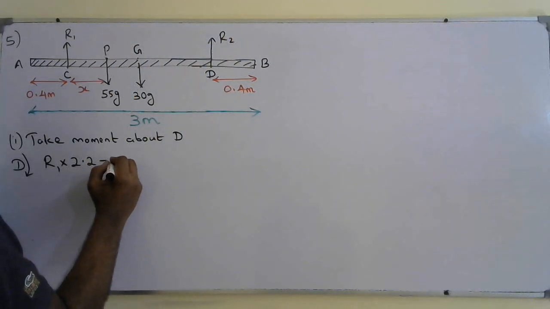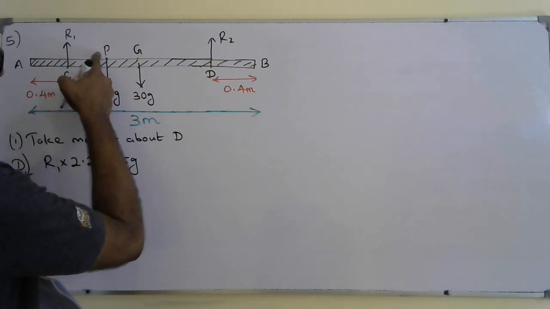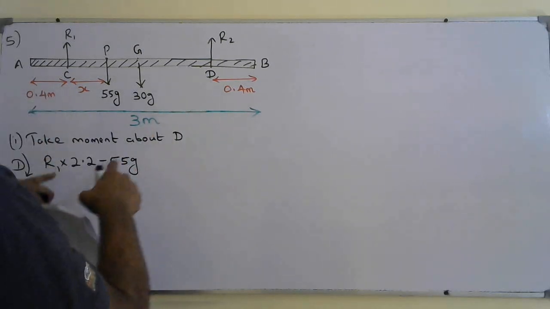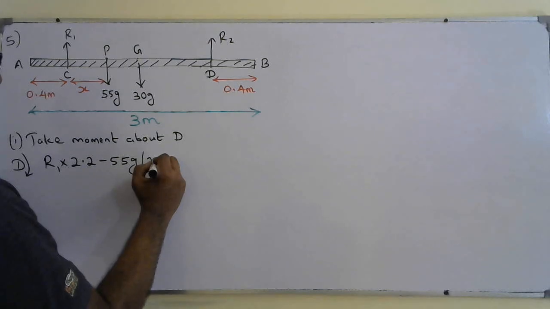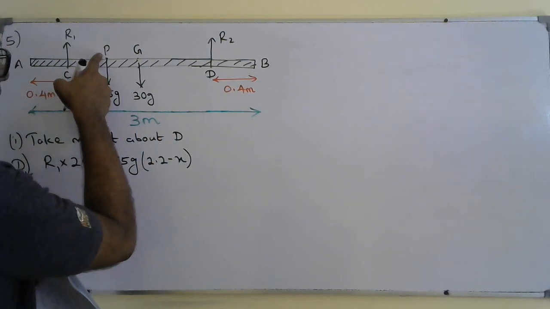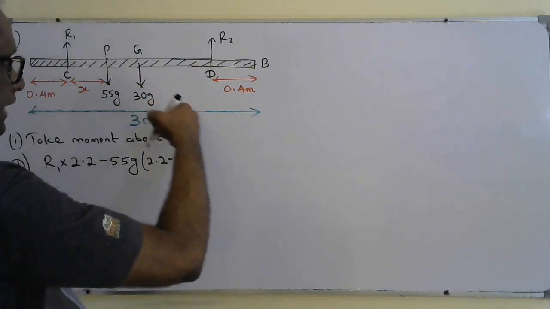When I consider 55 kilograms, it's going to provide anti-clockwise moment. So minus 55g into the distance of P from D. The distance of C from D is 2.2, so the distance of P from D is 2.2 minus x. This also provides anti-clockwise moment.